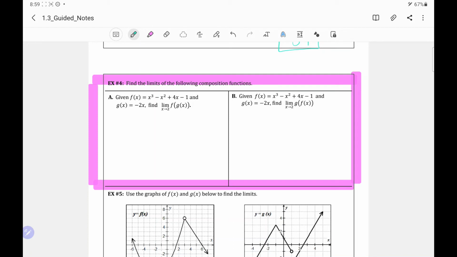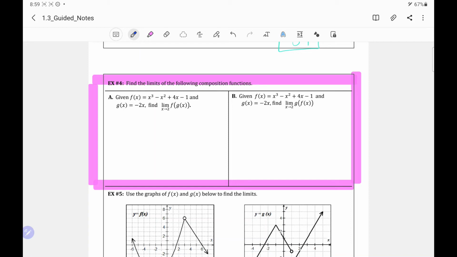So what we're looking at here: given f of x equals x cubed minus x squared plus 4x minus 1, and g of x equals negative 2x, find the limit as x goes to 2 of f of g of x. The part that's different is we have these two functions and a limit as x goes to 2. You might be thinking, wait, I'm not sure what to do, because in lesson 1 we started with 1.9, 1.99, 1.999, and worked our way to 2, like 2.01, 2.001, and so on.